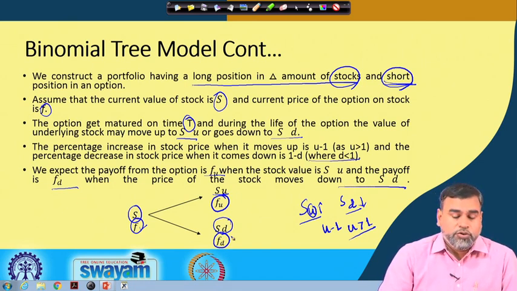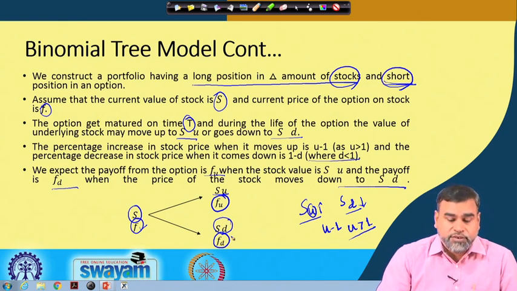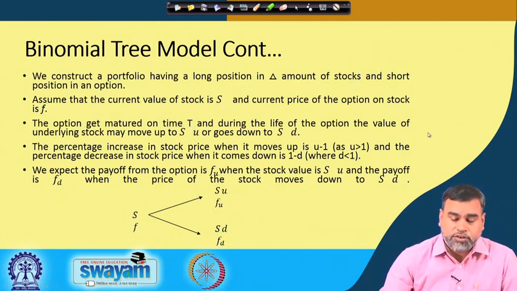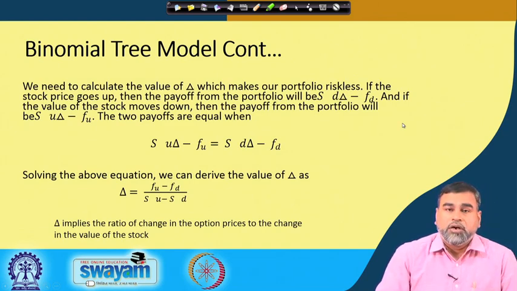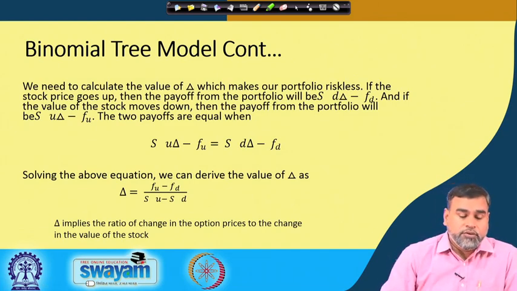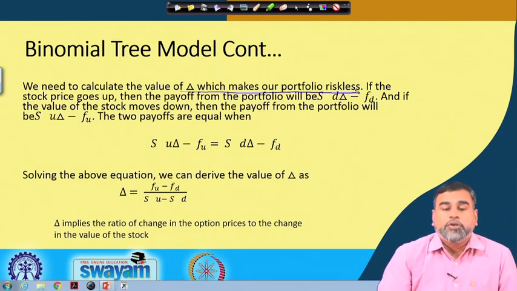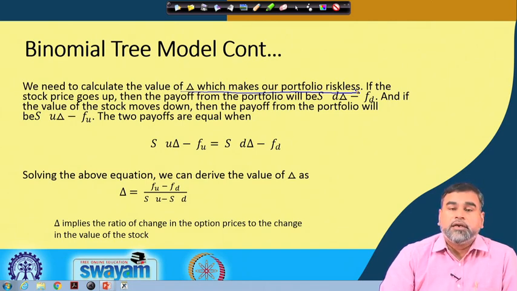Now, using these notations we have to see how the option price can be calculated. If you see, what is basically our objective? We need to calculate the value of the delta which makes our portfolio riskless. That means we have to generate a certain kind of return out of this, which is nothing but the risk free rate of return from this particular portfolio.